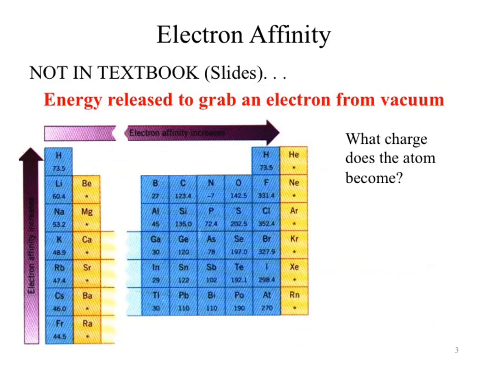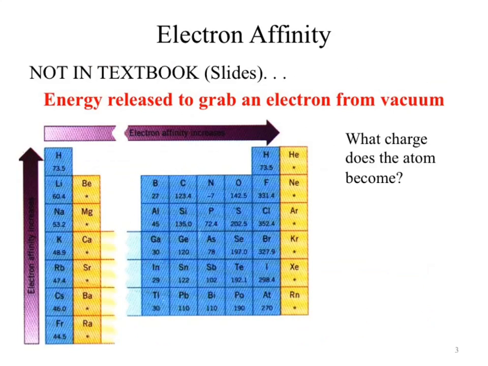And the reason why your textbook doesn't introduce it is because we're dealing with this released energy. The sign on the energy goes negative, and everybody gets confused. So let's think of it from a slightly different perspective. What charge does the atom become if it takes an electron from the vacuum? It becomes negatively charged. Why should it be negative?